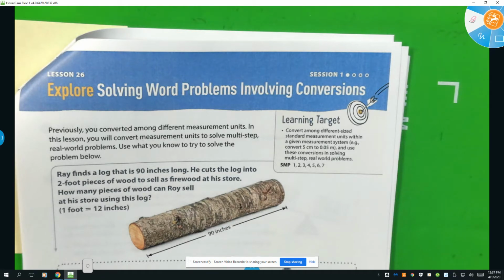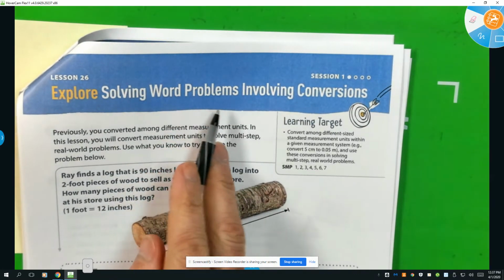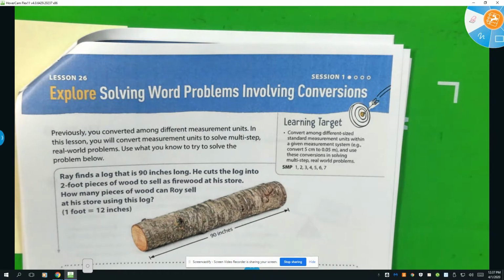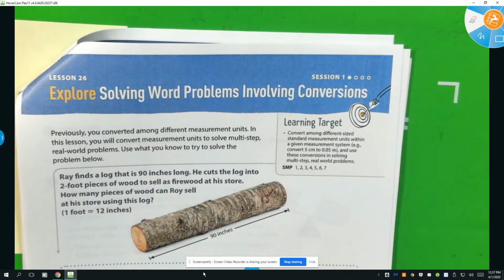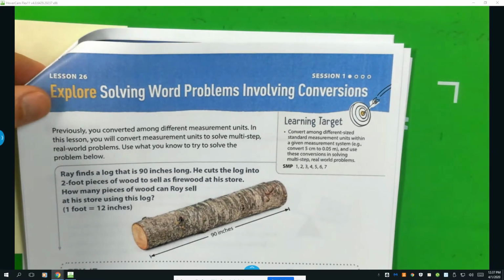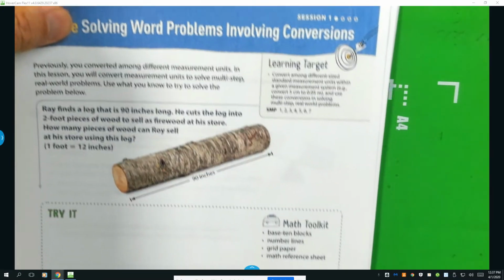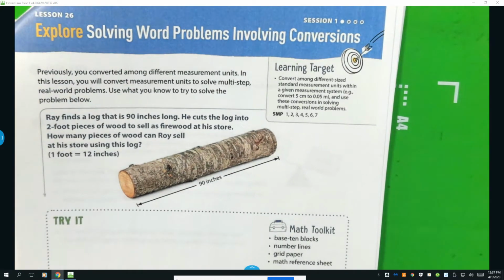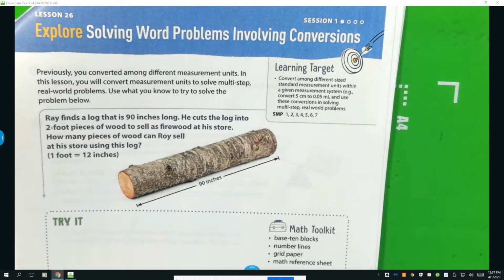So, we're going to be working on exploring solving word problems in conversion. This is lesson 26. We finished our unit with lesson 25 and took the test yesterday, so now we're kind of caught up. We're moving right along, doing the same type of things, except now we might be working on more than one step problems.